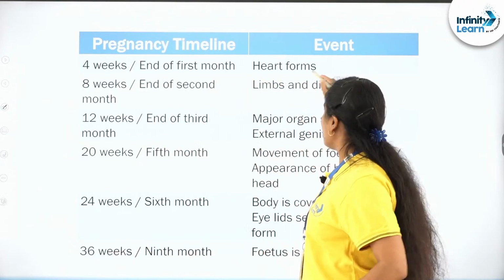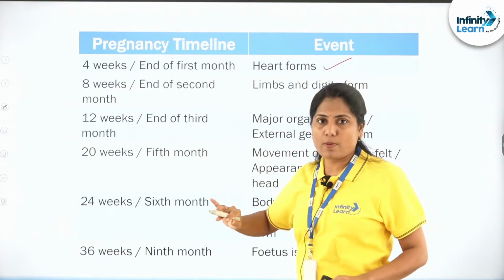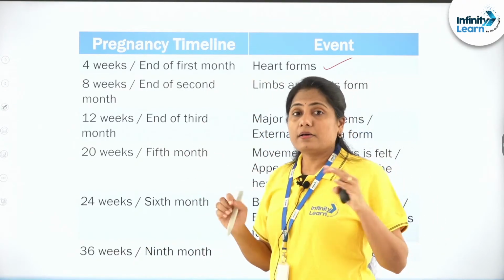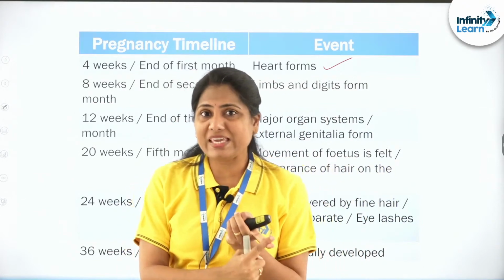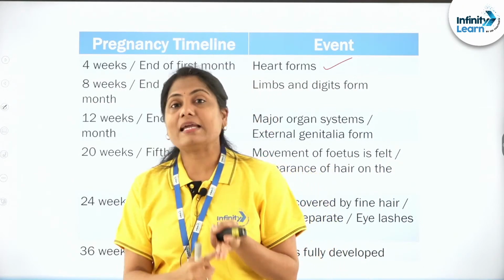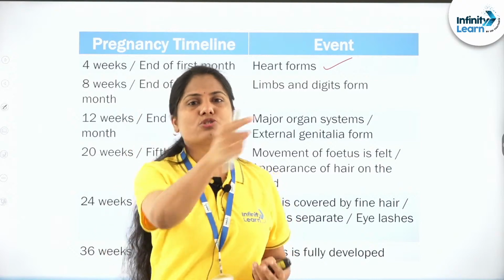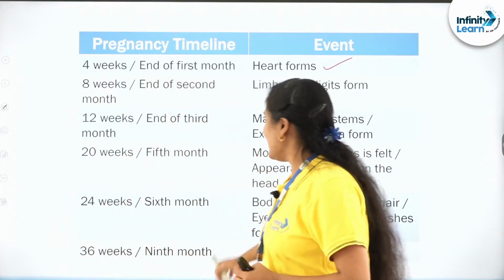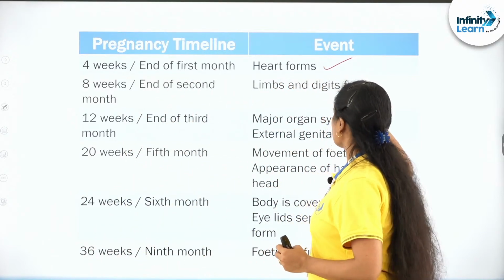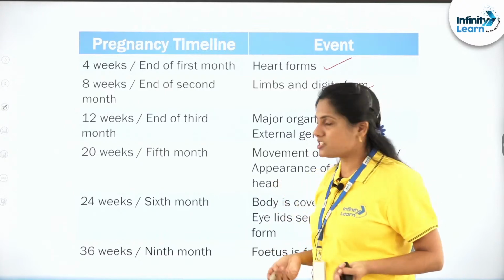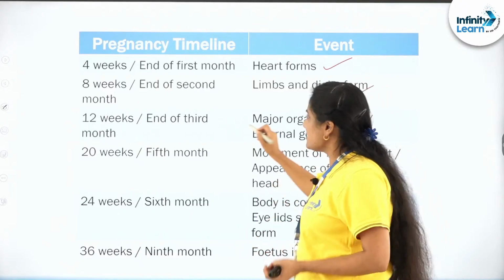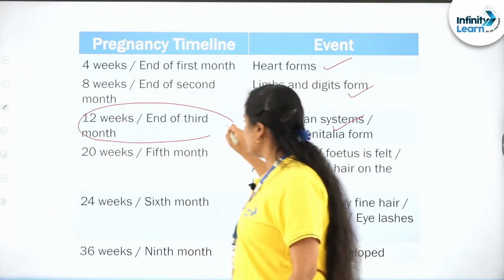4 weeks, first sign, vital sign, heart is formed, right? It can be confusingly asked in terms of weeks or months or trimesters. Any which way you should be able to answer, right? First vital sign, heart is formed, then limbs and digits form, and then major organ systems are formed by the end of the 3rd month.